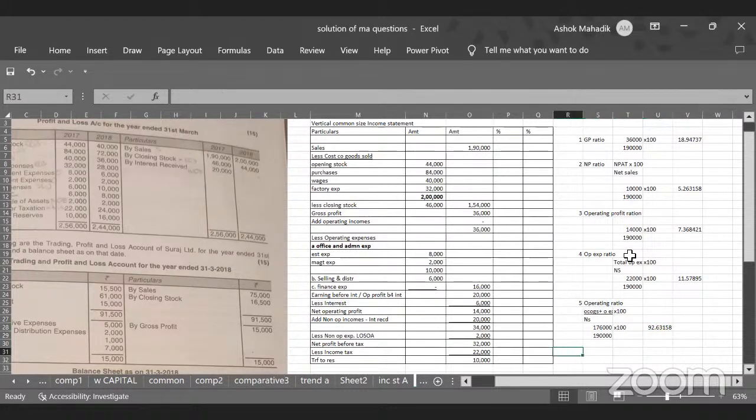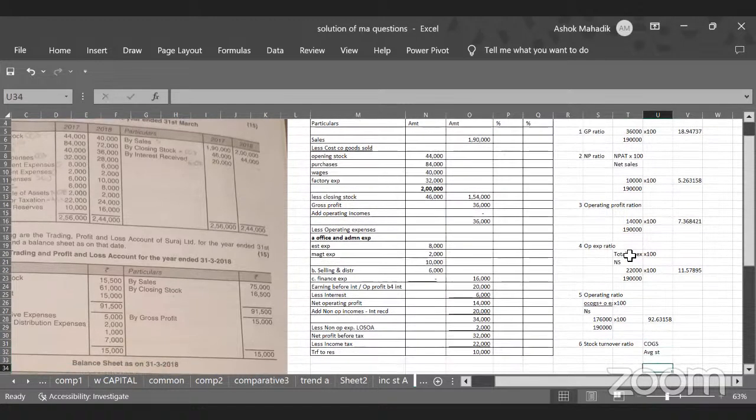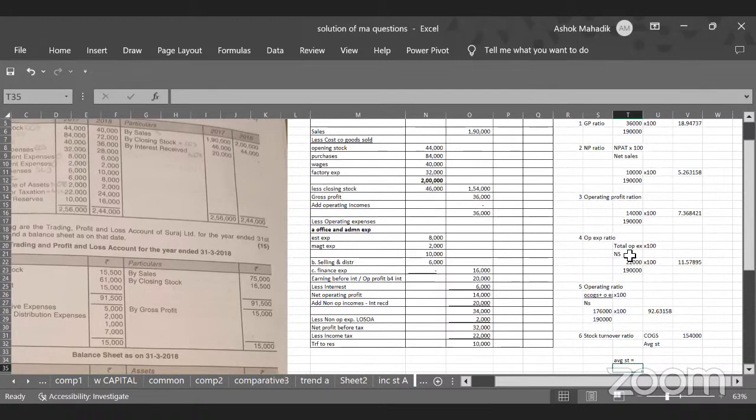Sixth one, last one, stock turnover ratio. Okay, the formula is COGS on average stock. COGS we just used here. COGS how much? 1,54,000 upon average stock. Average stock is nothing but opening plus closing divided by 2. Average stock is equal to opening plus closing upon 2.